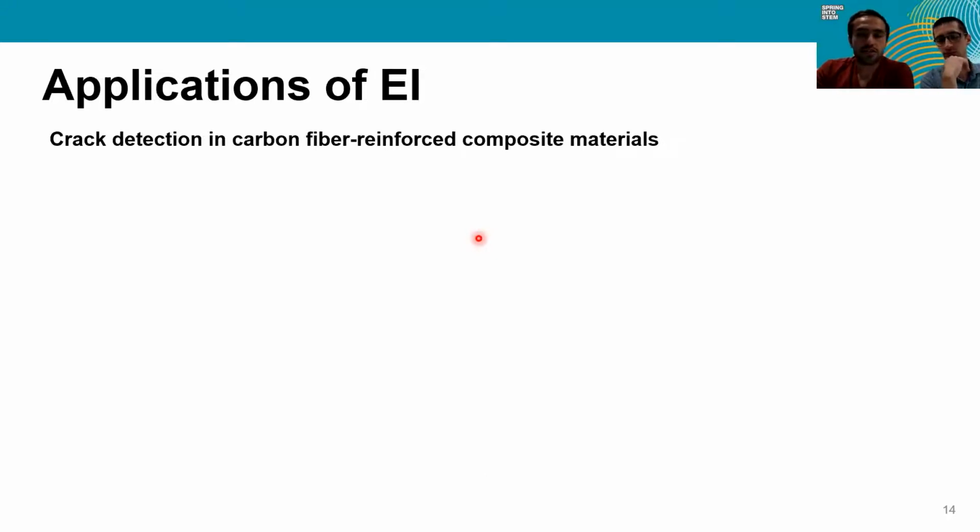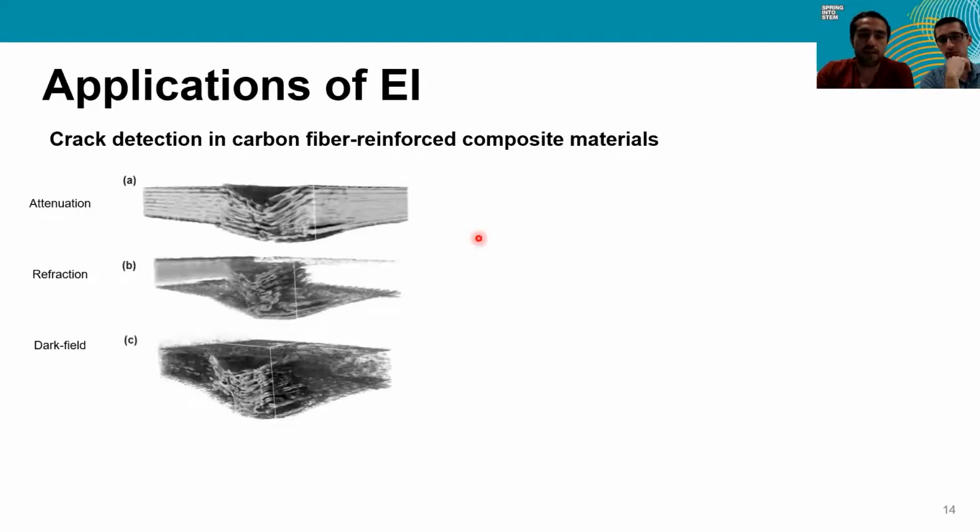This extends not only to biomedical or clinical applications, it can also be used to image materials. So for instance, here I'm showing carbon fiber reinforced composite materials, which are highly attractive due to their high strength and low weight, particularly for the aerospace industry. And carbon fibers are brittle and prone to fracture into layers when subjected to stress.